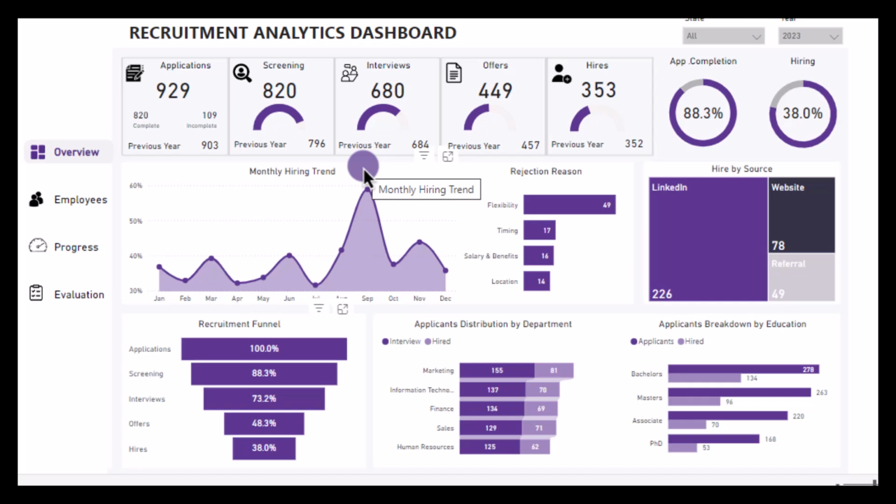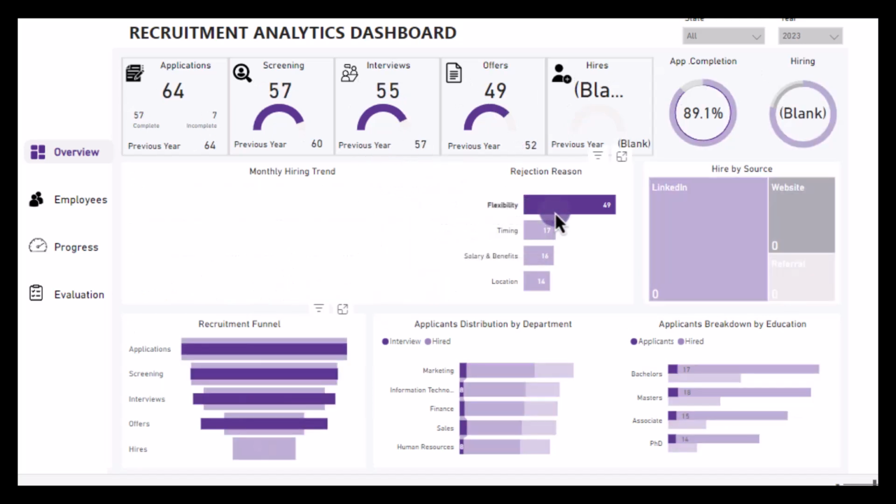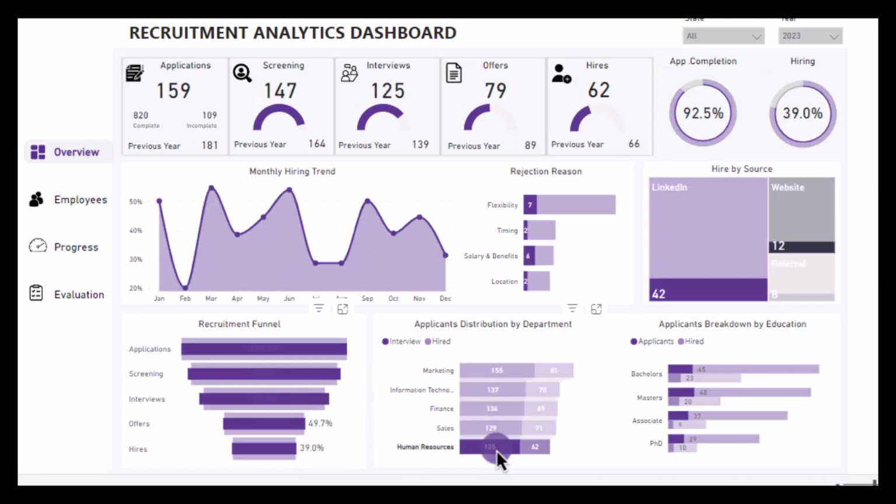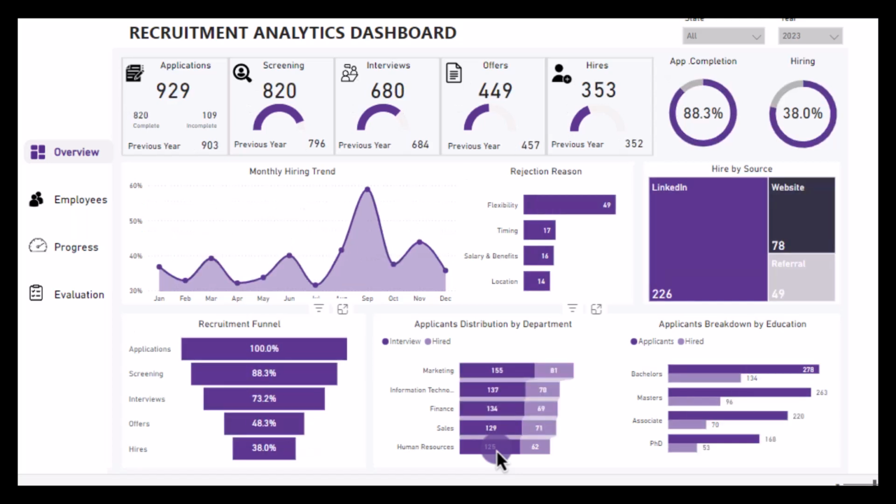So in today's video we are going to show you a recruitment analytics dashboard that we did recently for one of our clients. This dashboard is a visual tool that provides insights into the recruitment process by tracking and analyzing key metrics such as time to hire, cost per hire, source of hire and candidate quality. It helps organizations optimize their hiring strategies, improve efficiency, and make data driven decisions to attract and retain top talent. So, now let me break down the visuals in this dashboard.